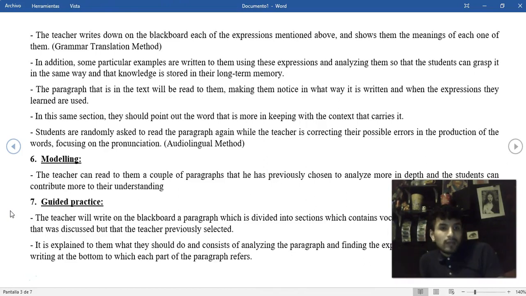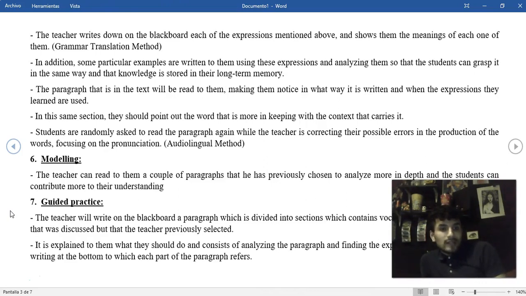The paragraph that is in the text will be read to them, making them notice in what way it is written and when the expressions learned are used. I'm going to make my students notice what we're learning. In the same section, they should point out the word that is more in keeping with the context that it carries. It refers to activity number 5 in their books.